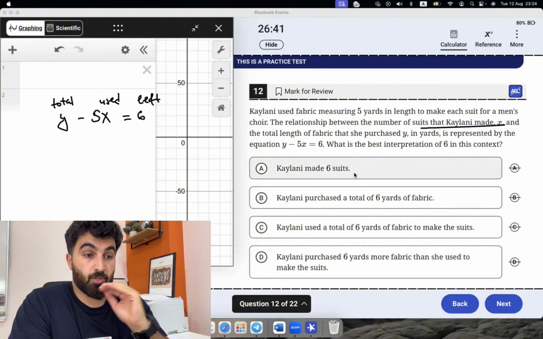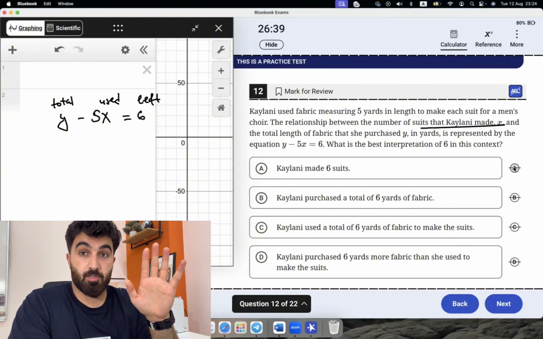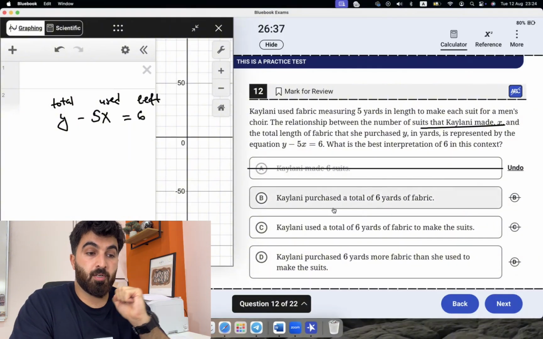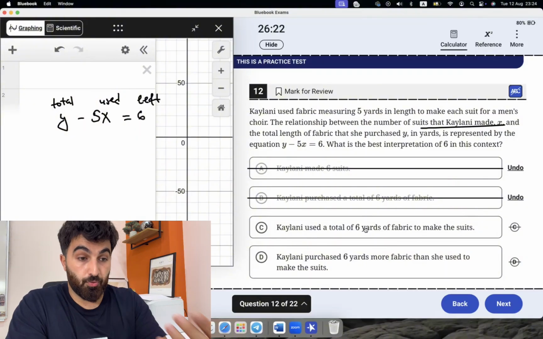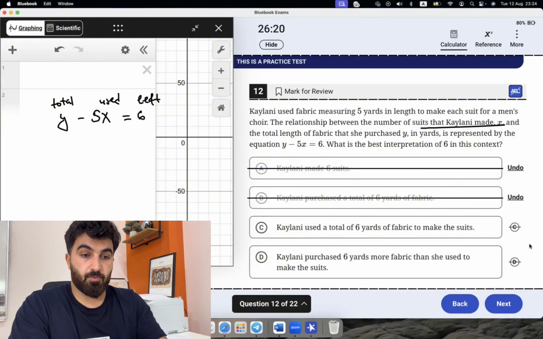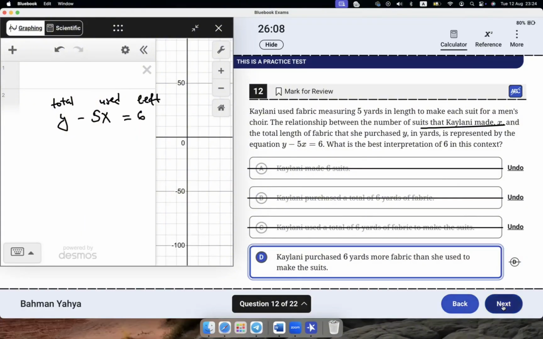She made 6 suits? No. The number of suits is X, not 6, okay? I eliminate this one. Kyla purchased a total of... no, whatever we purchased was Y, not 6. She used a total of 6 yards of fabric to make the suits? No, the total yards of fabric we used is 5X, right? So I'll pick D as the answer.